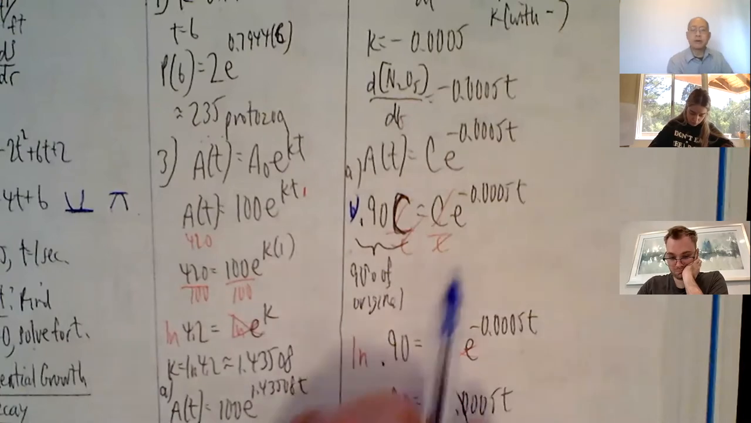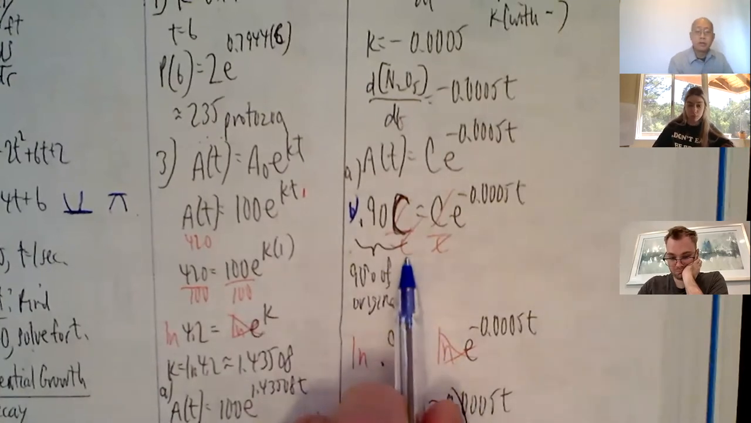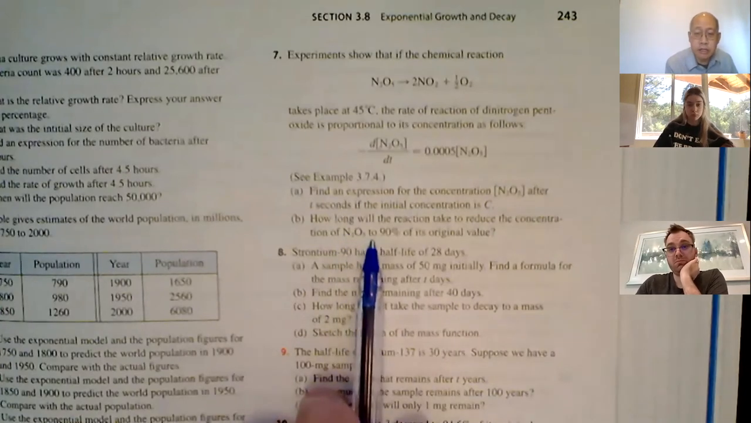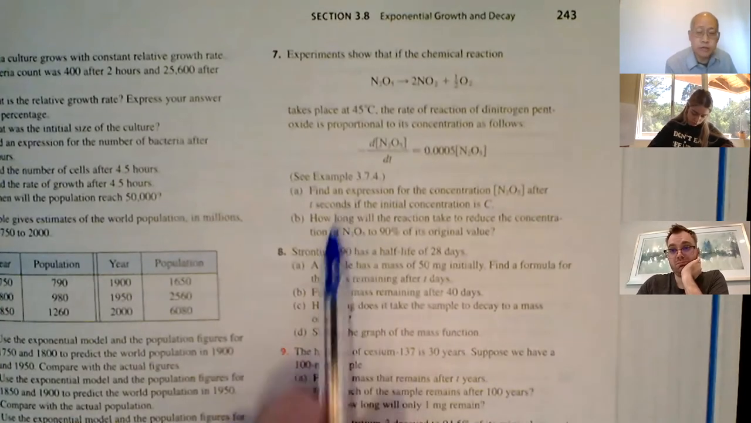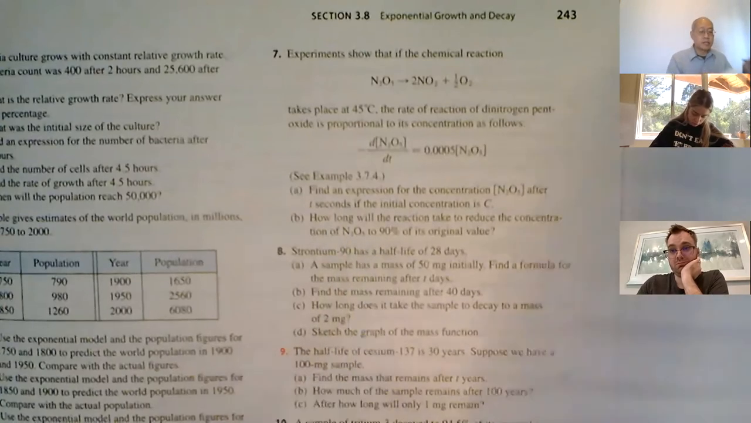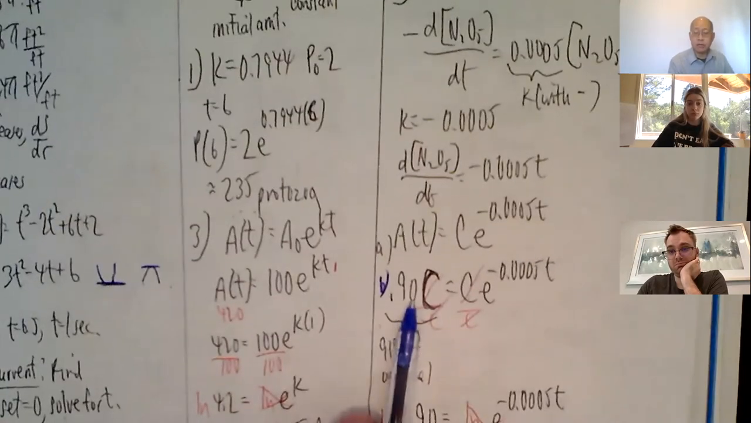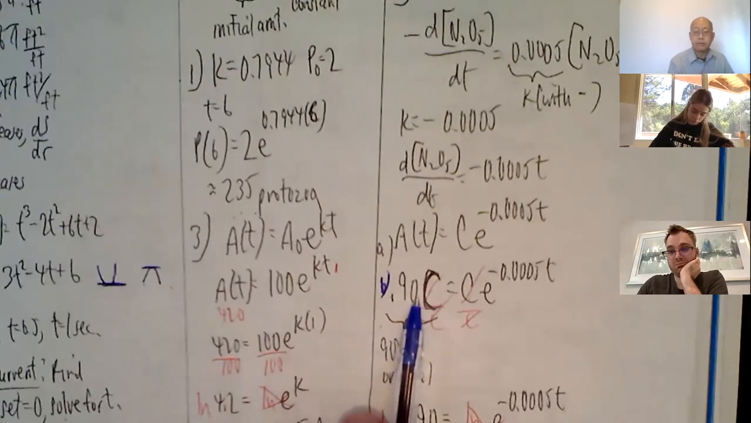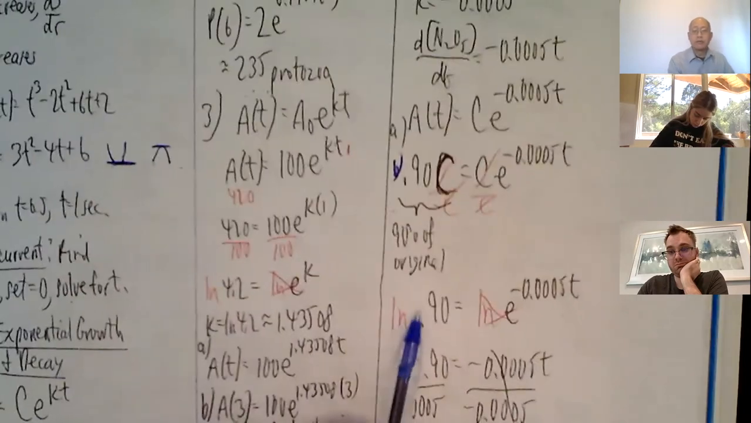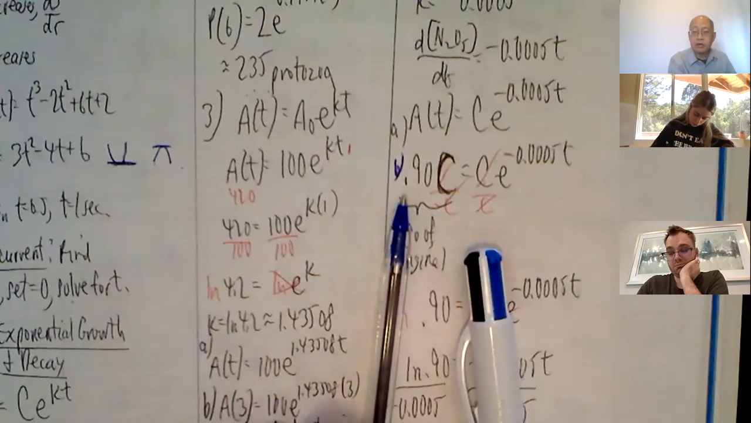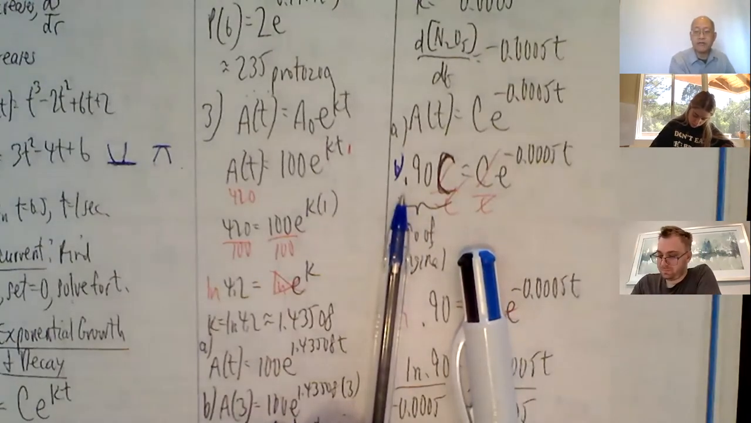Notice if you divide both sides by C, it's gone. So you may notice in this problem, they never told me the initial concentration. Turns out you don't need it because, as you can see, whatever the original concentration was, you just divide it out and it's gone. So here's an example of not needing the initial concentration of N2O5. Now I have 0.90 equals e to the negative 0.0005t.